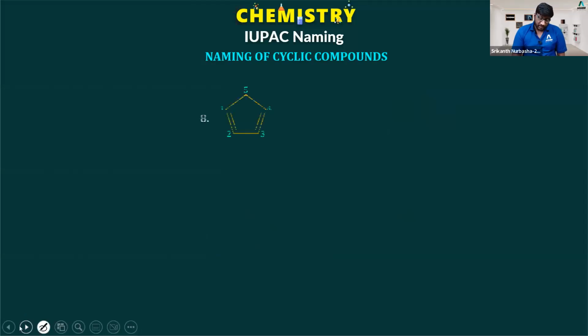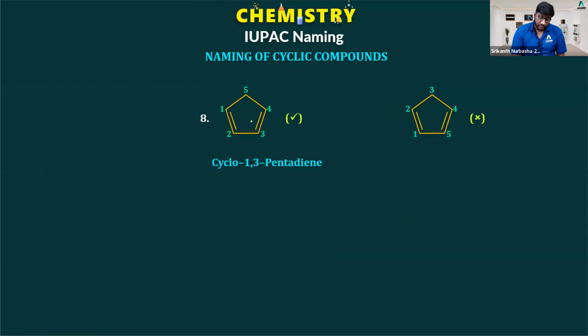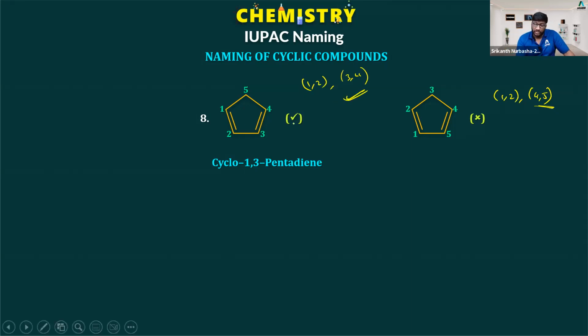So how to give numbering in this case? 1, 2, 3, 4, 5. If you try to give the numbering, you will be getting what? 1, 2 carbons and 3, 4 carbons have the set. Here 1, 2 and 4, 5 have the set. So lowest locant rule: 1, 2 is fine, and 3 and 4 are involved in double bond. Here 4 and 5 are involved in double bond. So following lowest locant, this is going to be the correct compound, cyclo 1, 3 pentadiene.